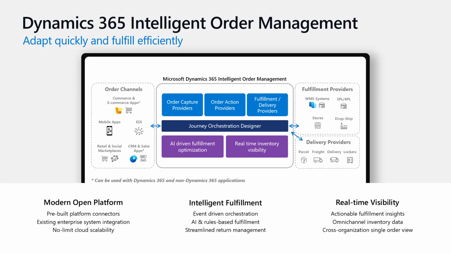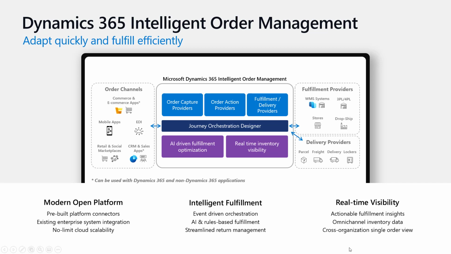Intelligent Order Management is built on a modern open platform to provide intelligent fulfillment and real-time visibility, including capabilities like the microservice for inventory visibility, which gives us a real-time view of inventory that we can use in the fulfillment flow. Additionally, we have the Fulfillment Optimization Service, which allows us to determine the best path forward for an order to get it to the fulfillment provider. The main concepts in the application are providers. The providers allow us to connect to order channels, fulfillment providers, delivery providers, or order actions that we might want to call through the order journey. And the order journey is driven by the order orchestration process.